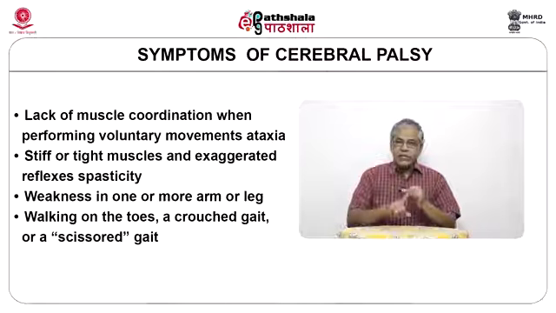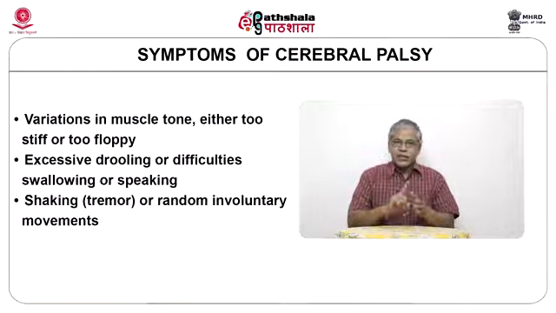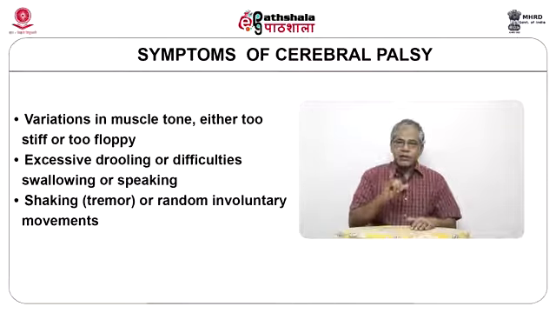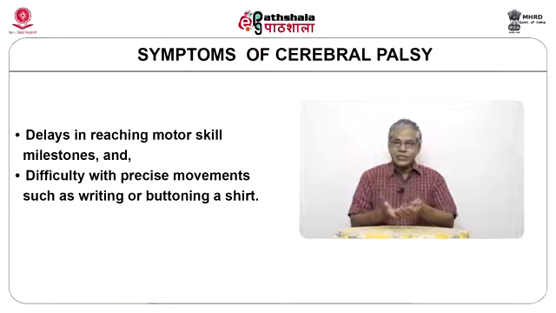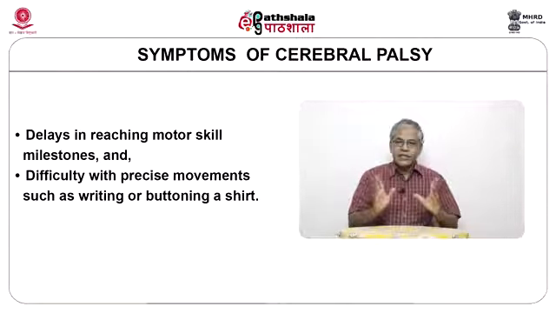Let me now mention the symptoms which children with this cerebral palsy exhibit. Lack of muscle coordination when performing voluntary movements, stiff or tight muscles and exaggerated reflexes, weakness in one or more arm or leg, walking on the toes, a crouched gait or a scissored gait, variations in muscle tone either too stiff or too floppy, excessive drooling or difficulties in swallowing or speaking, shaking or random involuntary movements, delays in reaching motor skill milestones, and difficulty with precise movements such as writing or buttoning a shirt.